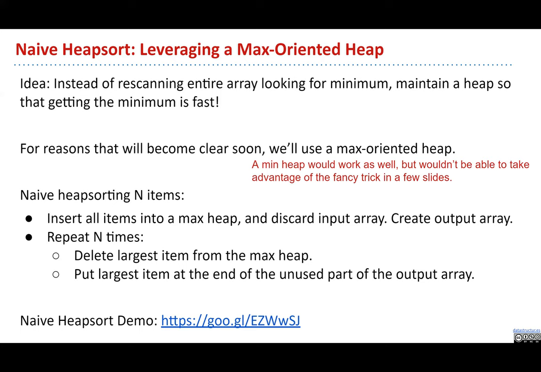Now, for reasons that will make sense soon, you can do this with a minimum heap, but I'm going to do it with a maximum heap. So I'm going to do the sort kind of backwards. I'm going to get the biggest item first. To heap sort items, we're going to insert all the items into a max heap. Then we're going to throw away our original array because we don't care about it anymore. Then we're going to create an output array, and we'll repeat the following process. Let's delete the largest item from the max heap and put it at the end of the unused part of the output array. So let's see that version of selection sort.